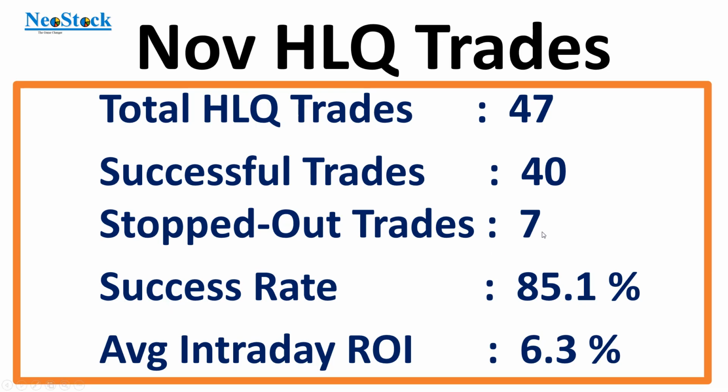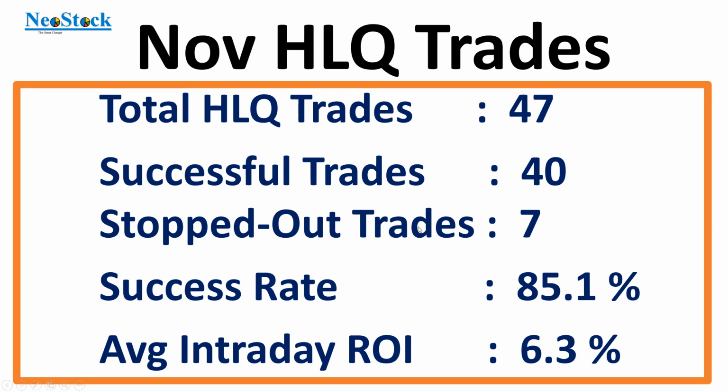Because failed trades are also trades. They are valid trades. Some of you might have taken these trades and got stopped out. If it is stopped out, some of your money will be reduced from your capital. If that is the case, whatever profits you get, these reduced, stopped out trades also should be considered. So that's why every time we do the calculations based on the overall executed HLQ trades.